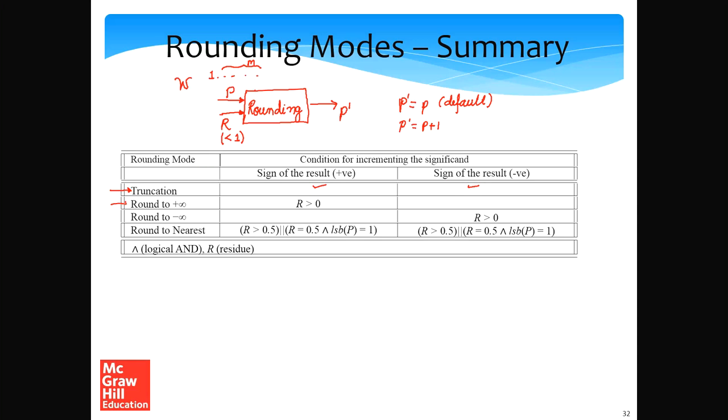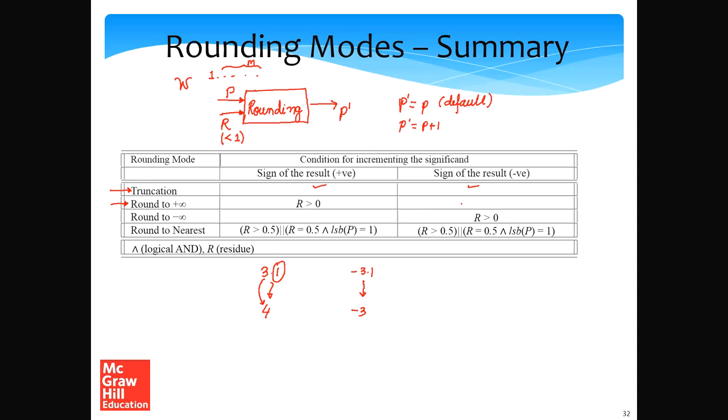Let's now talk about rounding to plus infinity. So let's take a look at two numbers, 3.1 and minus 3.1. So in the case of 3.1, this needs to be rounded to plus 4 because that's the next greater integer. In the case of minus 3.1, this needs to be rounded to minus 3 because that is the next greater integer. So the conditions are as follows: if the sign of the result is positive and we have a non-zero residue, which is exactly this case, then what we need to do is we need to increment the significand. So we need to increment 3 to 4. Otherwise, if the residue is 0, anyway we don't need rounding, so we can leave it as is.